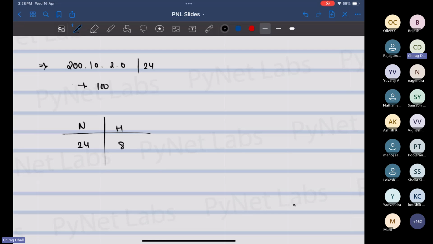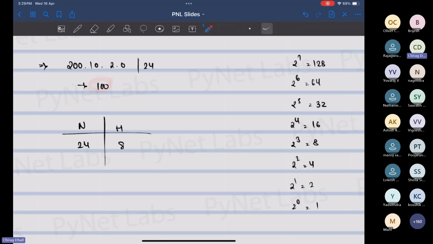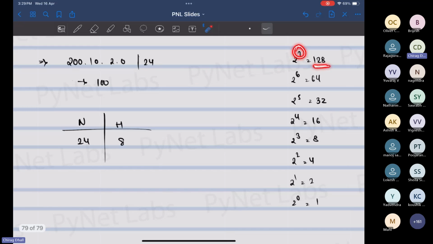Again, I'll start counting from 0. 2 raised to the power 0 is 1. 2 raised to the power 1 is 2. 2 raised to the power 2 is 4. 2 raised to the power 3 is 8. 4 is 16. 5 is 32. 6 is 64. And 7 is 128. So I need how many bits, guys, to cover this requirement? 7 bits, as it gives me 128 addresses.